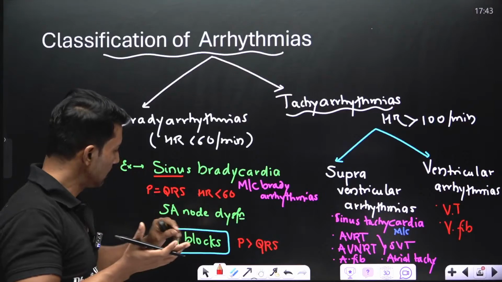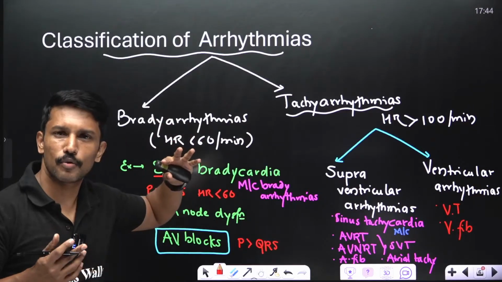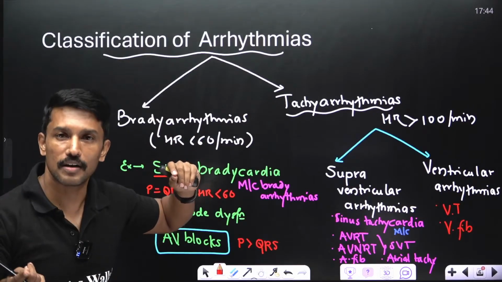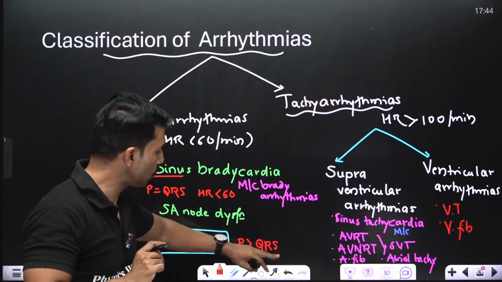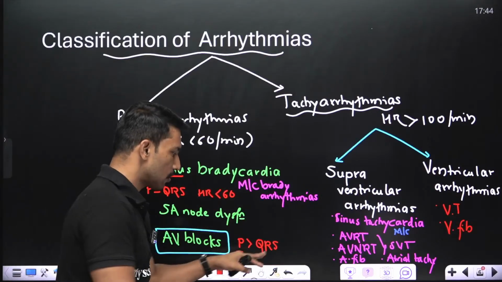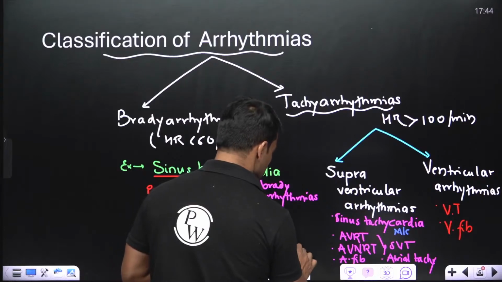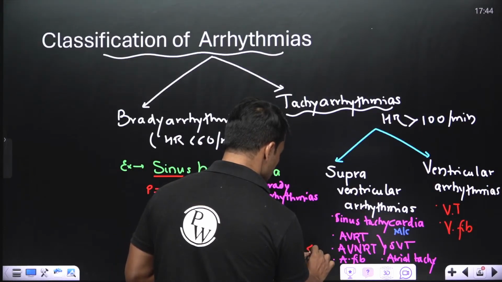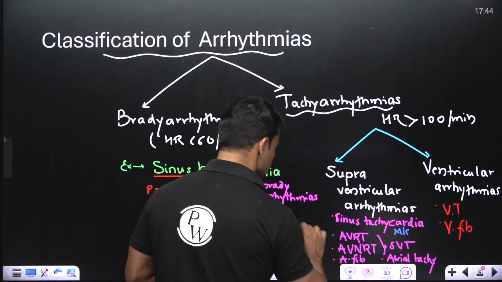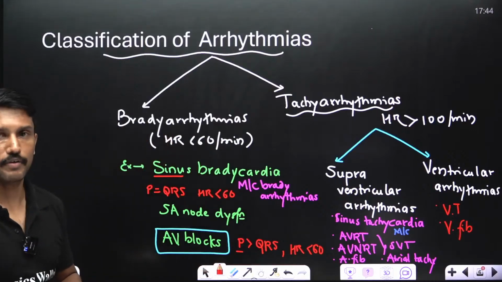So in that case, every time the atria get depolarized need not result in ventricular depolarization. So there will be some missed QRS. All the P's will be there, but QRS will be missed. So the number of P will be more than QRS. And heart rate in such cases is usually going to be less than 60 if it is AV blocks, right?